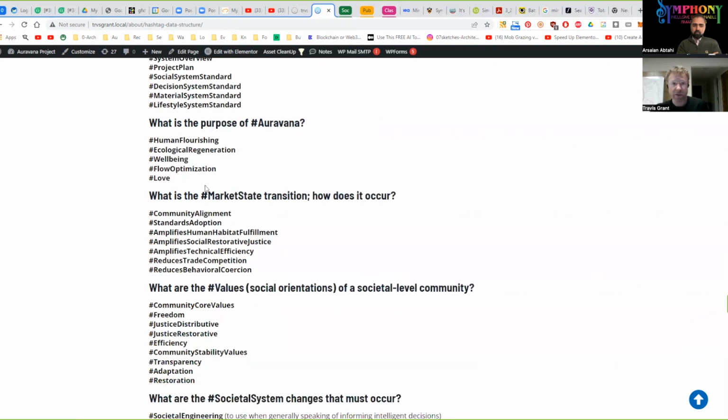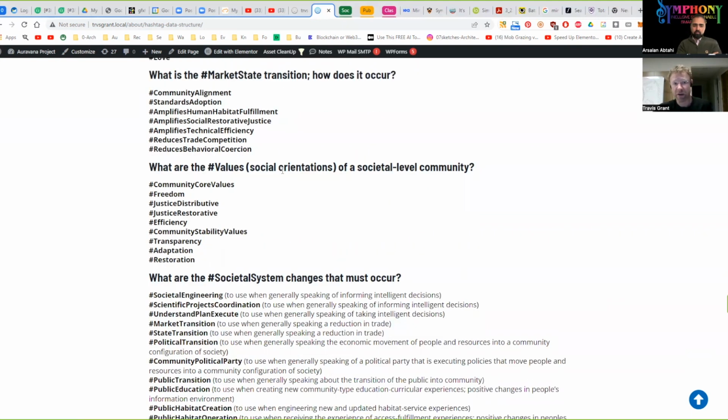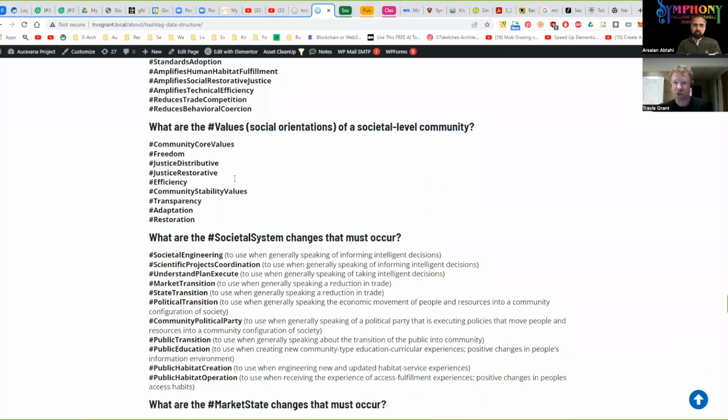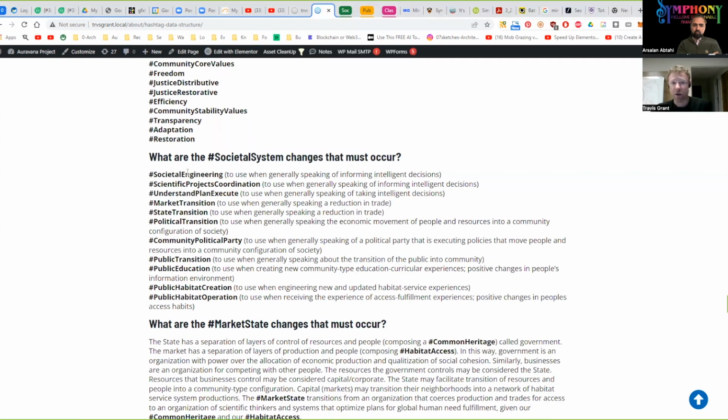So then what's the purpose or direction as described in the project plan direction section? Then we have the market state transition. We have a little bit about values and orientation, of which are core, and then a set of stabilizing values described in the social system, because that's part of social navigation. Then we have what is the societal system change, essentially. We're engineering, because you and I are talking about standards, and so we're talking about engineering a new configuration of society, essentially based upon scientific projects coordination.